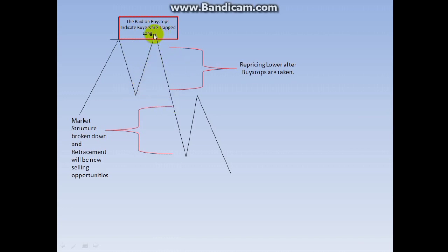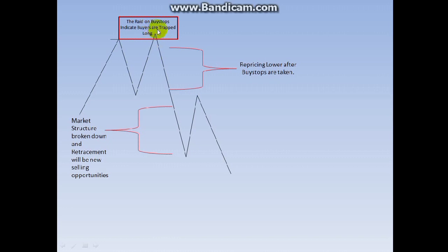The first clue we have to see is a potential run on buy stops, right? In terms of a bearish breaker block, we have to see a potential run on buy stops. Then we have to see a repricing lower after buy stops are taken. The market has to be repriced lower, in the form of an expansion. That is exactly what we have right here. You can see the market was repriced lower heavily.